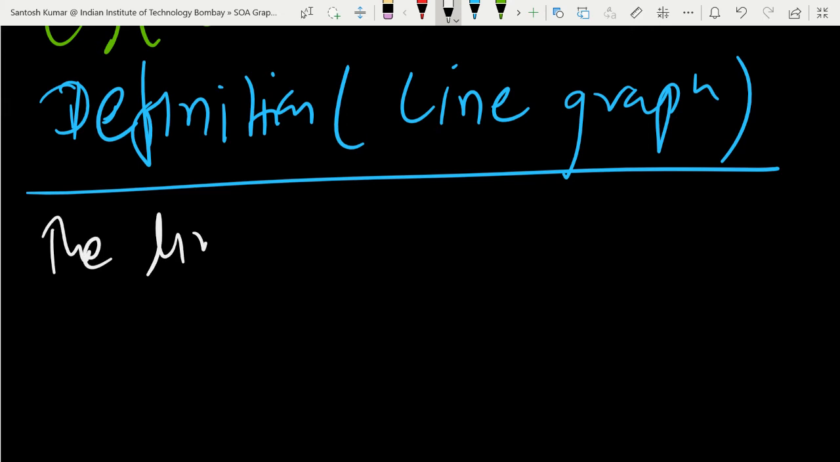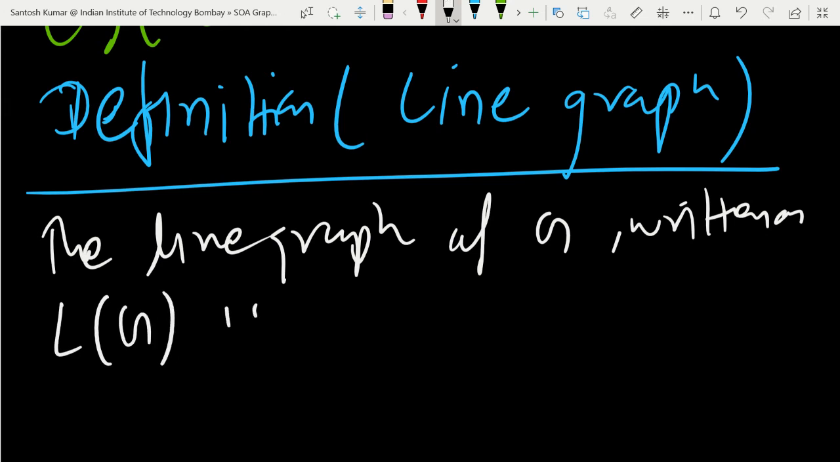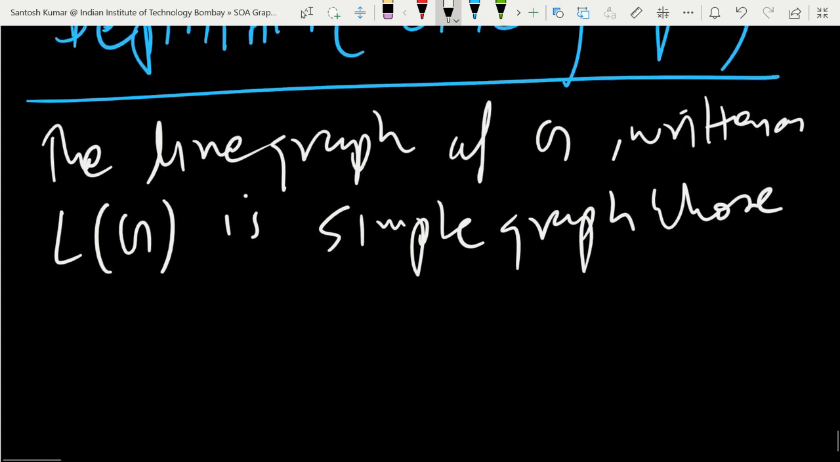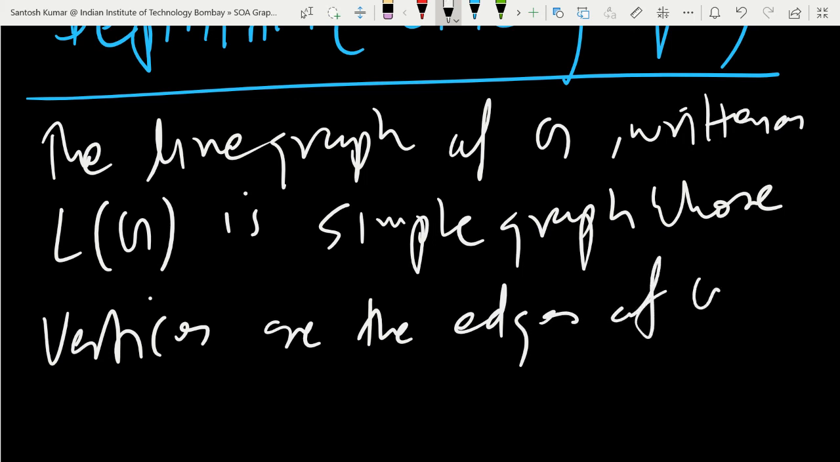So the definition: the line graph of G, written as L(G), is a simple graph whose vertices are the edges of G. So look, in the line graph, the vertices will be edges of G. Edges and vertices will be interchanged now. So the edges of G will be vertices in the line graph.